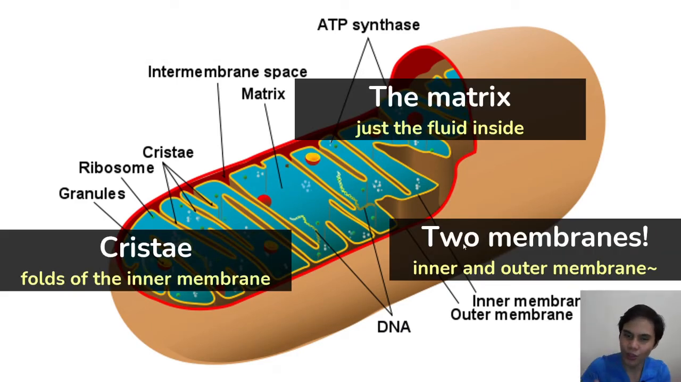So we have the matrix, the fluid inside the mitochondrion. We have the cristae, the folds of the inner membrane. And of course, if there's an inner membrane, there must be an outer membrane. Now take note, your mitochondrion also has its own DNA, its own ribosomes. So there's a theory about the mitochondrion and the chloroplast being free living cells before, but we'll get to that some other time, most likely.